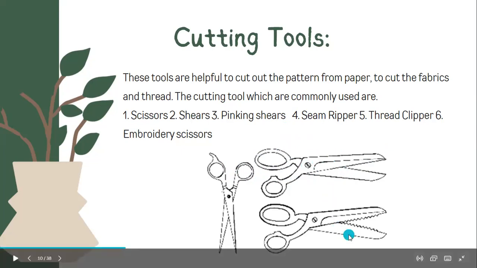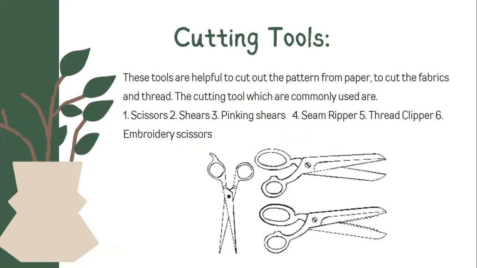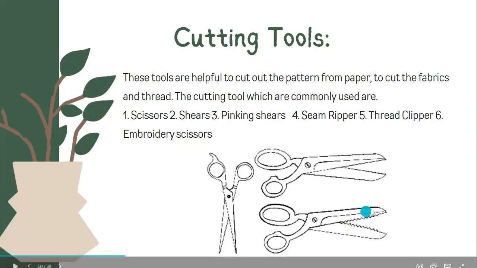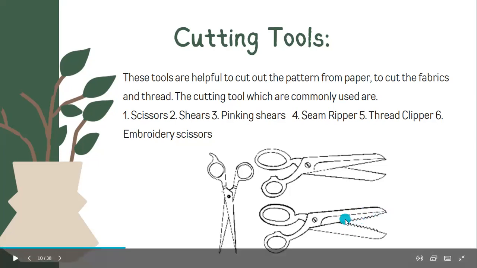Now, pinking shears is that shear which has a zigzag edge. When you cut the fabric with these pinking shears, it will give a zigzag appearance at the edge. Sometimes, if you look inside out of your garments, you can see the ends of your seam or the end of your fabric will have a zigzag appearance. This is because it is cut by a pinking shear. So this is a pinking shear, this is the normal shear, and this is a scissor.